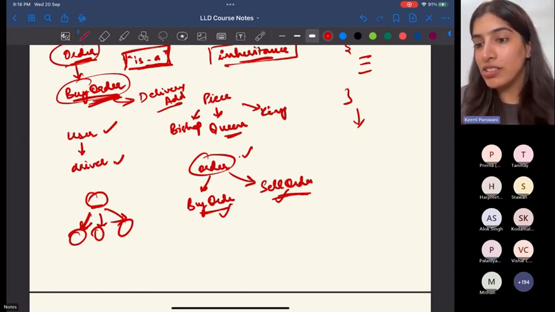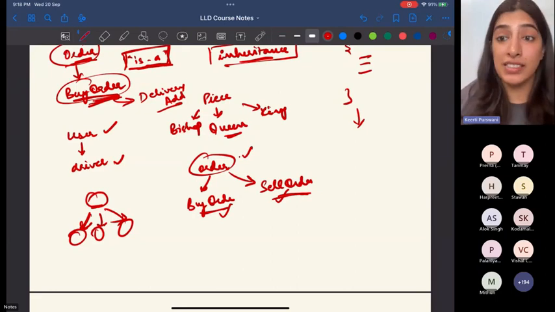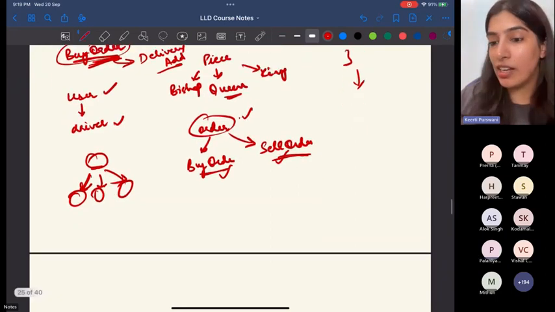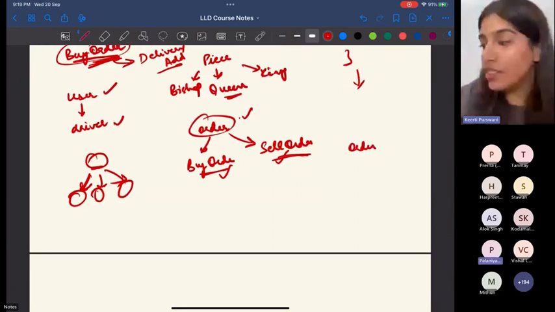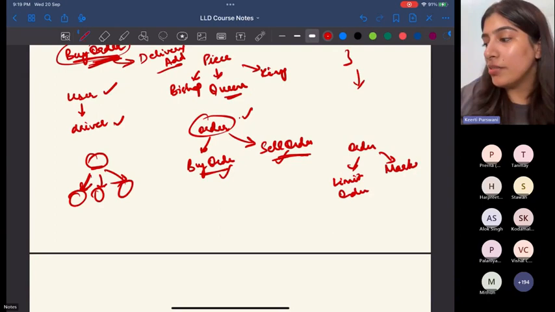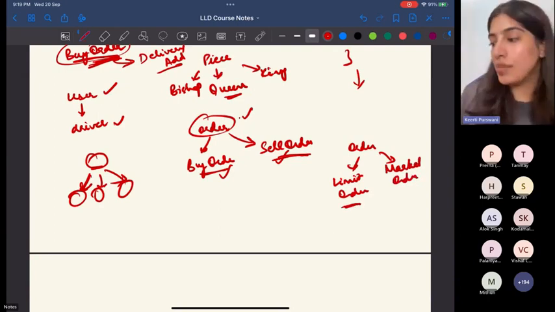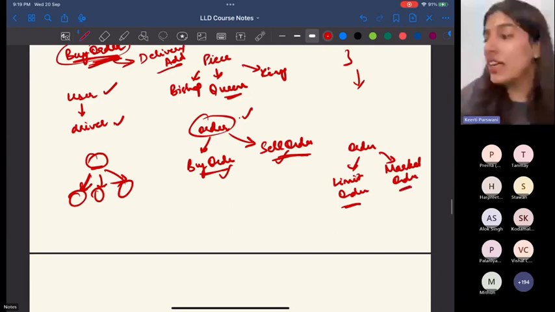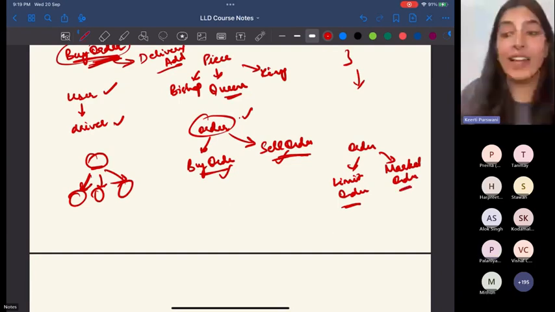Deepak is saying actually limit order is an order could be a better example. Yes, that would be a very good example. So if we talk about Zerodha, there is one limit order and there's one market order. Limit order means that you are selling or buying at the price that the user has mentioned, and market means that you are selling or buying at the market price.